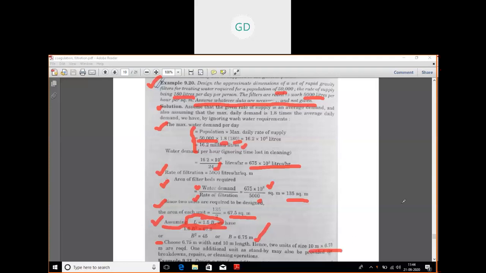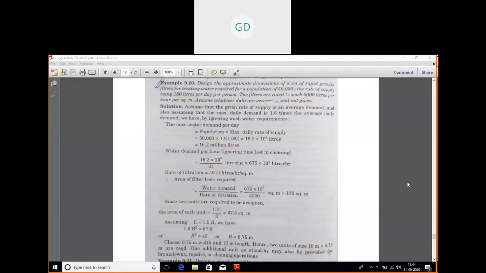Clear? So this is your whole answer, the process of how to do the design. These are very small design sums, and you will find them easy. Later, when you write them in your copy and look at them again, it will be easy for you.